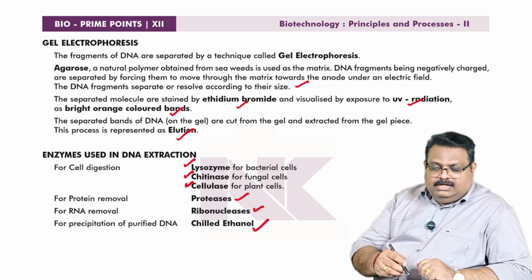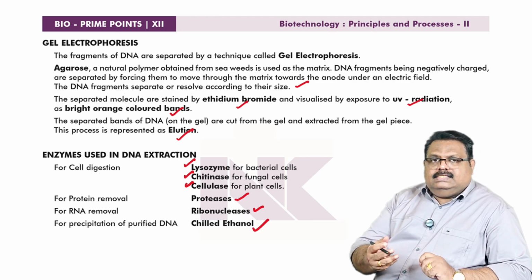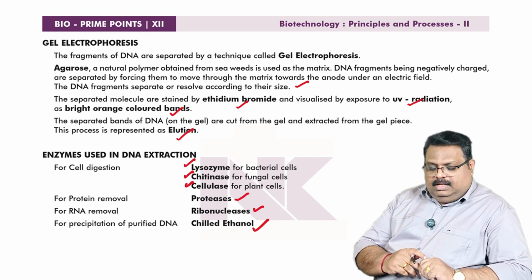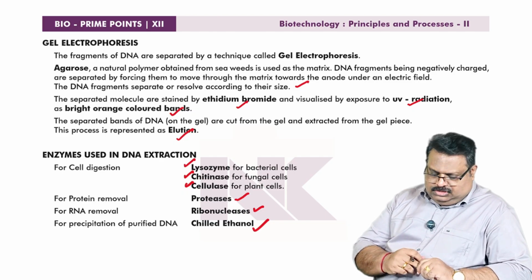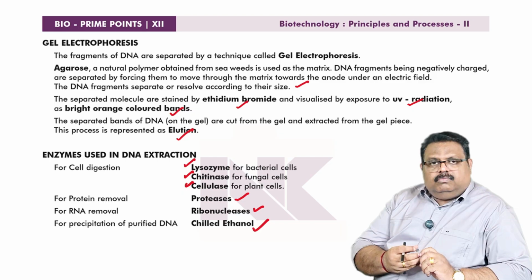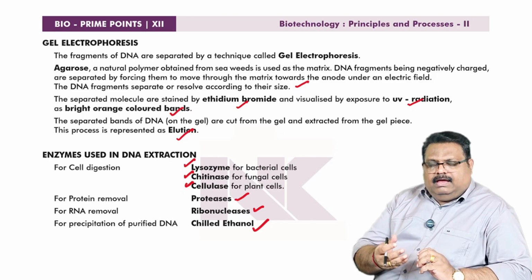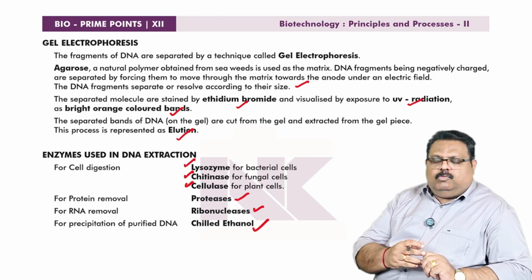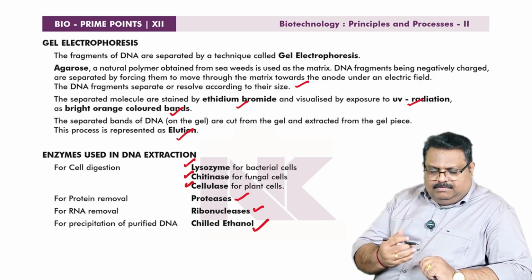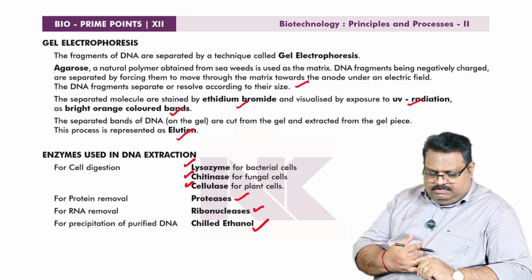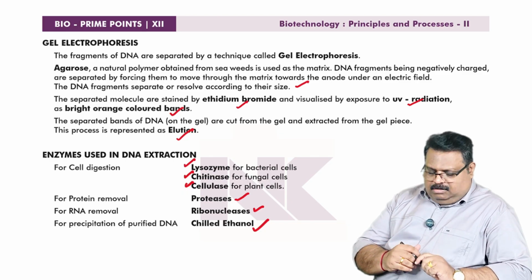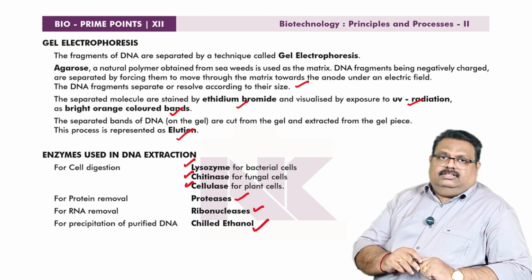Okay, so this is for isolation of DNA from a desired cell. If it is a bacterial cell, we are using lysozyme. If it is a fungal cell, we are using chitinase. If it is a plant cell, we are using cellulase. Then the DNA obtained may be having some proteins and RNA that can be removed. The proteins are removed by using protease enzyme. RNA fragments can be removed by using RNase enzymes or ribonuclease enzymes. Then the purified DNA can be extracted using chilled ethanol.